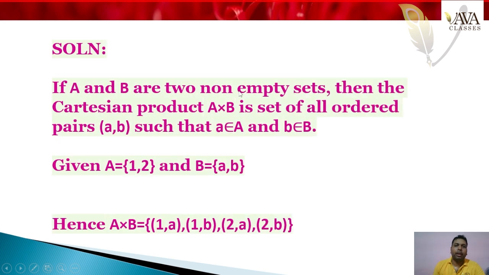He also mentioned here, if A and B are two non-empty sets, then the Cartesian product A to B is a set of all ordered pairs (a, b) such that a belongs to A and b belongs to B. So given A equal to {1, 2} and B equal to {a, b}, hence A into B equal to (1,a), (1,b), (2,a), (2,b).